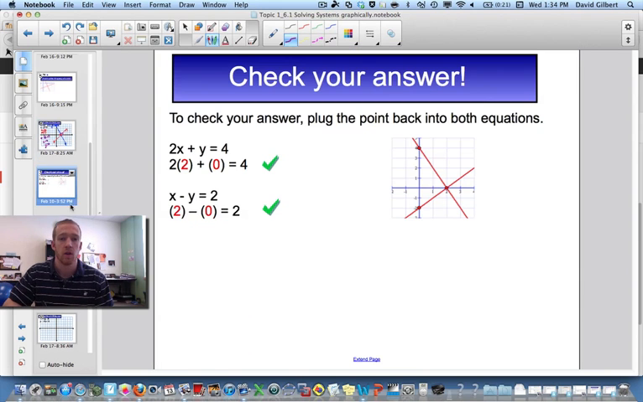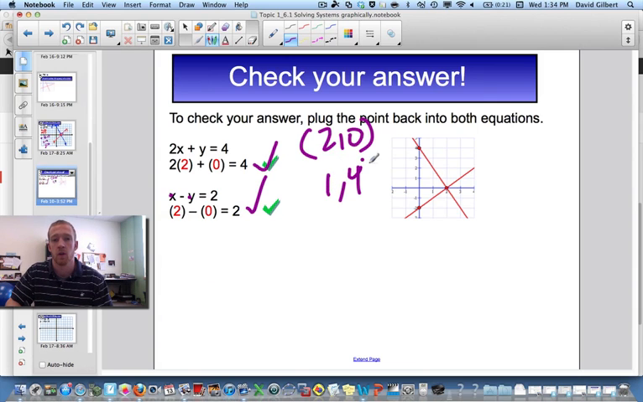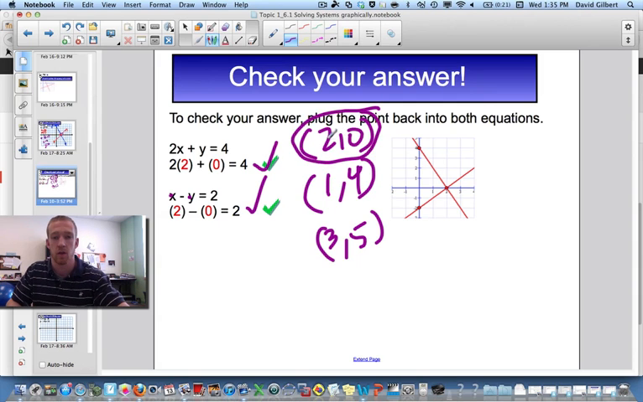If I go to my equations and I plug in, remember I said my answer was 2, 0. Plug in the 2 for x and the 0 for y, works in this one. Plug it in here, works for this one. So if it was a multiple choice question, and they gave you different points, you could just plug in the x and y and see which works in both equations, and that would be your correct answer.